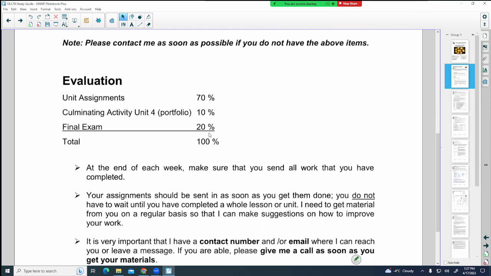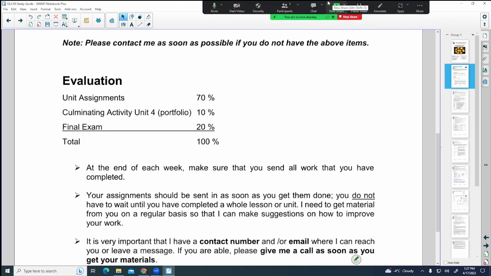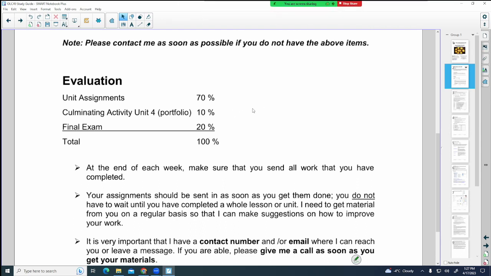So once you've got all the unit assignments done and you start to work on the culminating activity, and once you finish the culminating activity, then you will write a final exam. And that is, of course, the remaining 20% of your mark in this course.